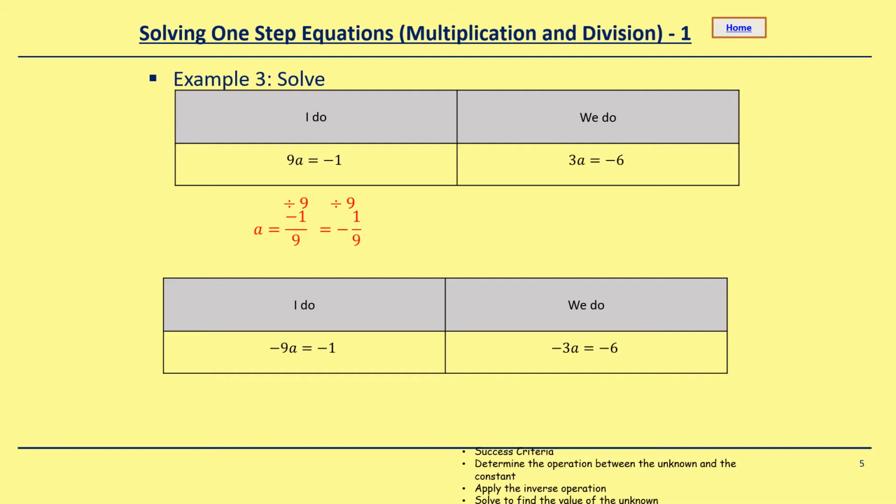In this next example, we've got minus 9a equals minus 1. We're going to divide both sides by minus 9. That would leave us a equals negative 1, or minus 1, whichever way you want to say it, divided by minus 9, and a minus divided by a minus gives a positive, so it's 1 over 9. So you pause the video and attempt these two questions here.